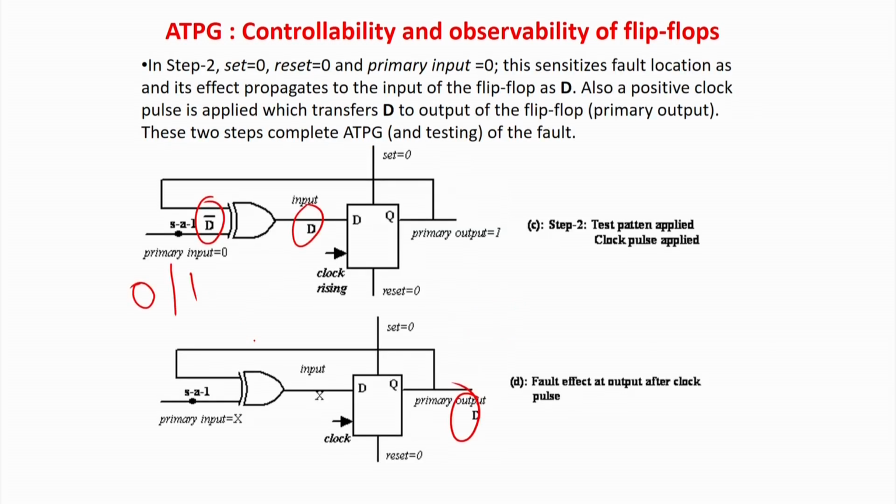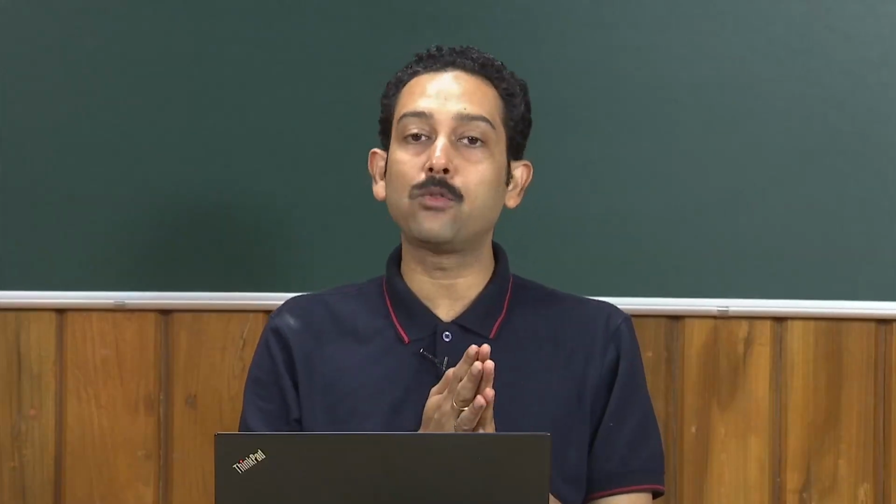Now, once the flip flop has been set to the required value, I put set equal to 0 and reset equal to 0, because I want normal operation of the flip flop. So, now again D has been propagated, then I put a clock pulse, and your output of D will be here. So, if the value is 1, the circuit is normal, if the value is 0, there is a stuck at 1 fault over here. So, what we have seen is that without set reset your problem is going to blow up.